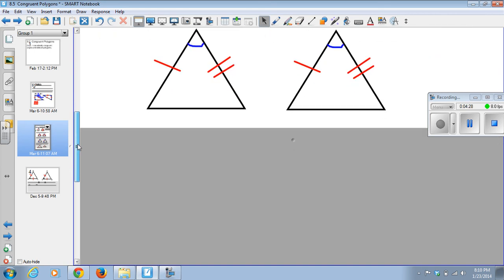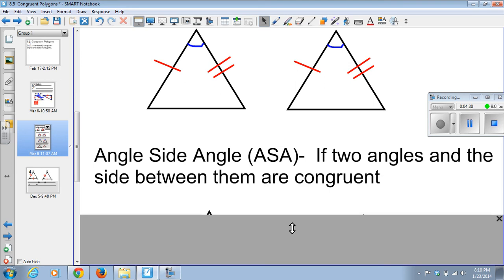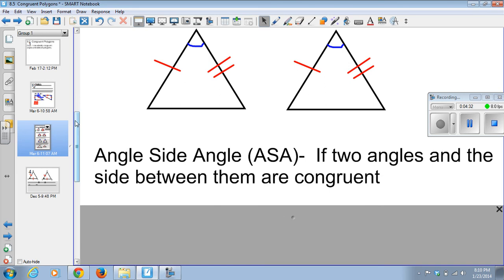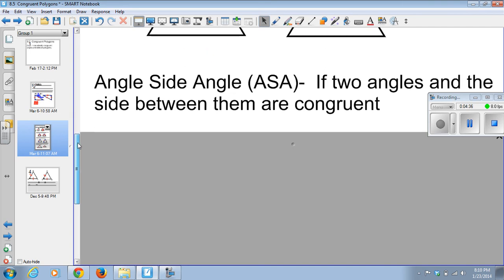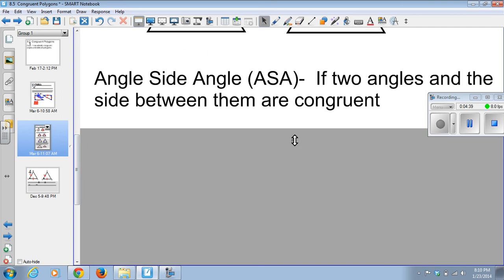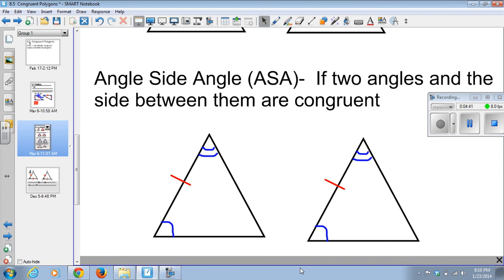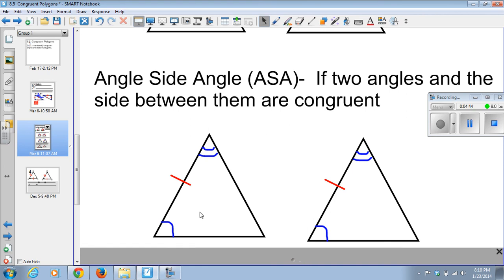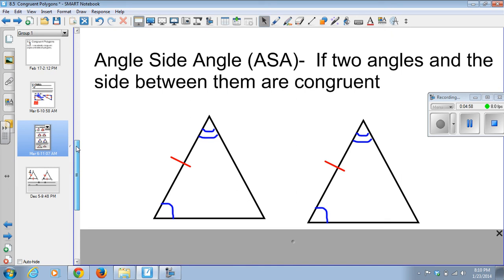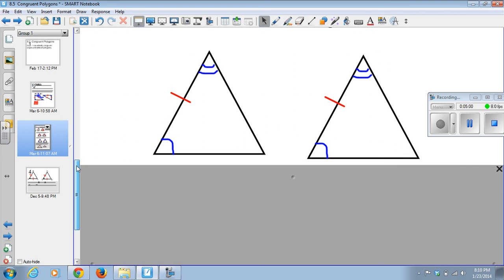Our third type of congruent triangle is angle side angle, or ASA. This is if two angles and the side between them are congruent. So kind of the opposite of side angle side. And we have it here. Angle, side, angle. We also have a theory or a definition for similar triangles.